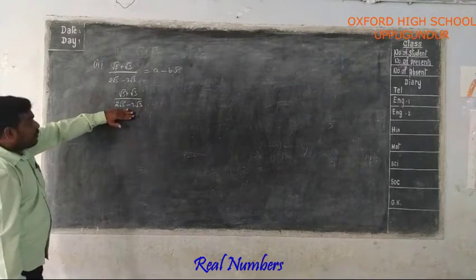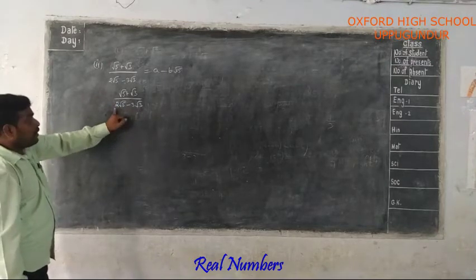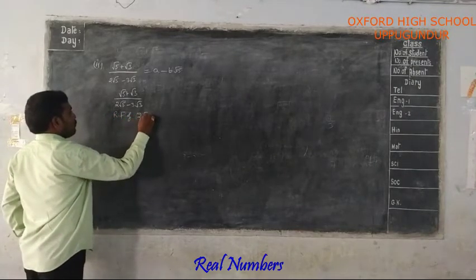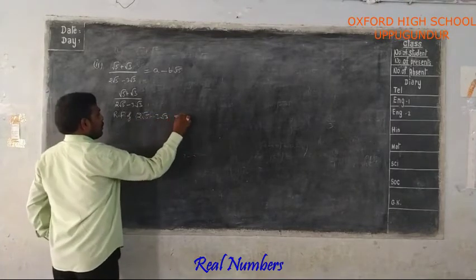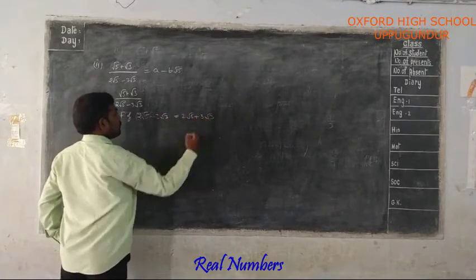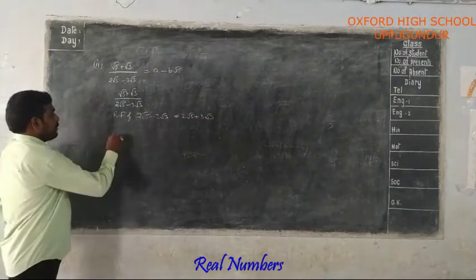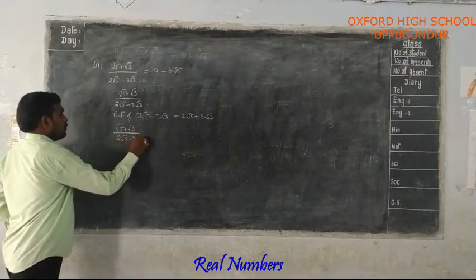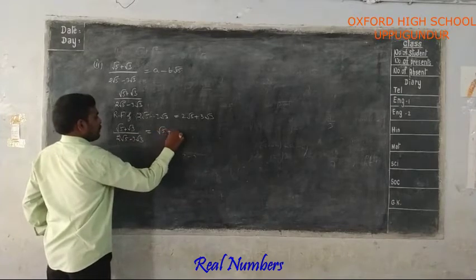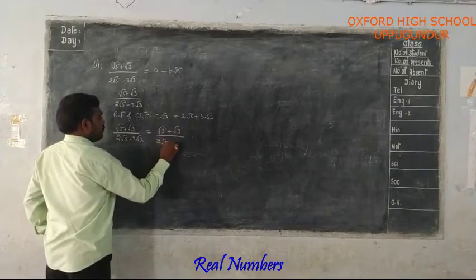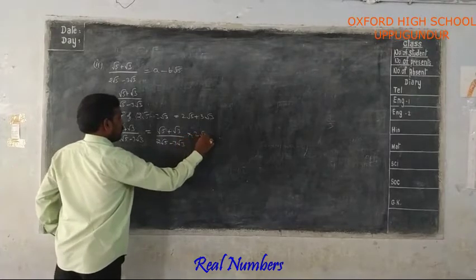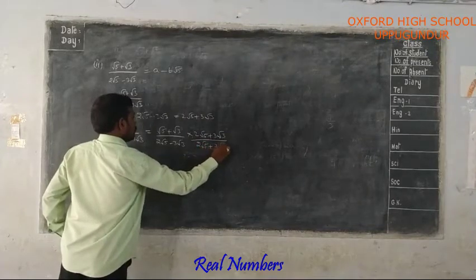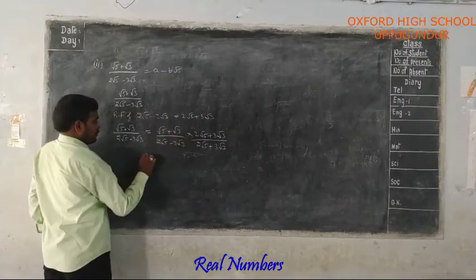What is the rationalizing factor of the denominator 2 root 5 minus 3 root 3? The rationalizing factor is 2 root 5 plus 3 root 3. Now we have to rationalize the denominator. (Root 5 plus root 3) by (2 root 5 minus 3 root 3) equal to (root 5 plus root 3) by (2 root 5 minus 3 root 3) into (2 root 5 plus 3 root 3) by (2 root 5 plus 3 root 3).